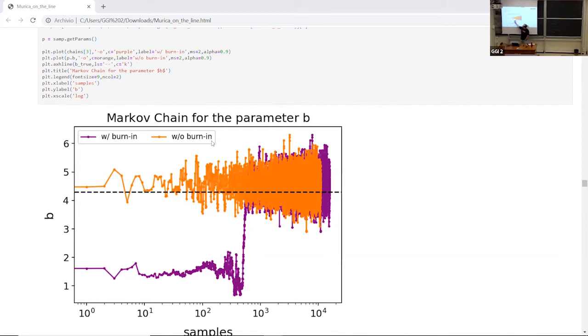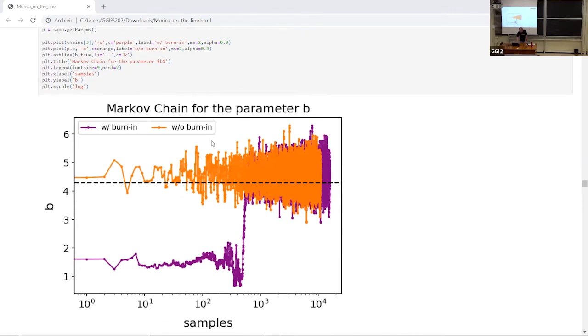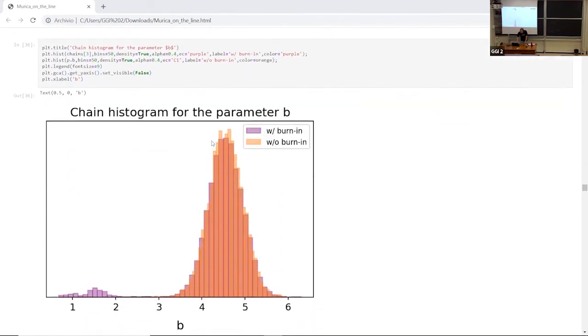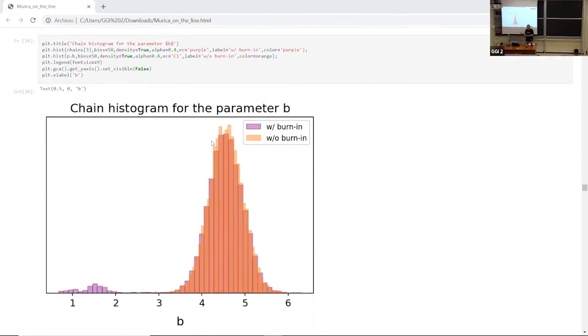And you can see that once I remove the burn-in phase, once I remove these samples from the solution, then the chain is always around the correct mean. So basically the burn-in phase is, as I was saying, just a mere artifact of the algorithm itself. It's called burn-in because it's the time it needs to warm up, let's say. And I told you that samples can also be represented in terms of frequency, binning the value of one of the two parameters. Here I'm representing B.